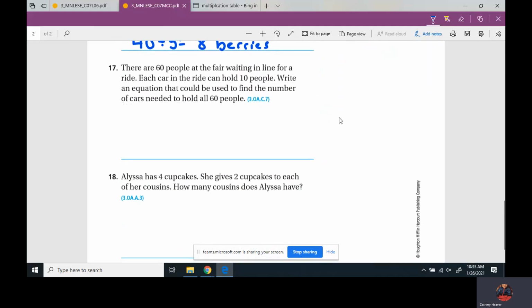Number 17. There are 60 people at a fair waiting in line for a ride. Each car ride can hold 10 people. Write an equation that could be used to find the number of cars needed to hold all 60 people. So we have 60 people, and each car holds 10. There's our equation. Final answer, 6 cars. Because 60 divided by 10 is 6.